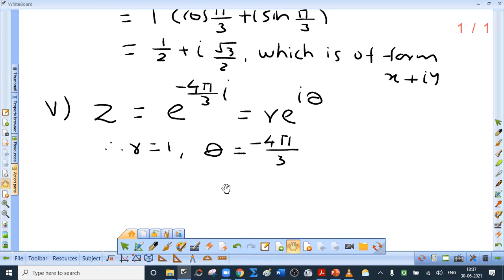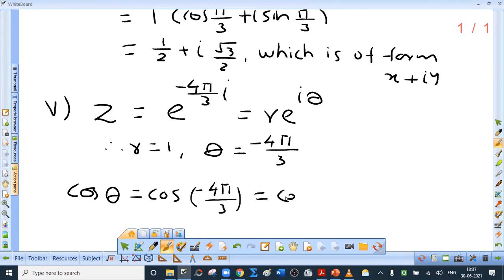Basically, can you tell me what is minus 4 pi upon 3? Yes, it is minus 240 degrees. See, angle measured in clockwise sense is negative. So just write down cos theta. We need cos theta, which is cos of minus 4 pi upon 3. Basically, cos of minus theta is cos theta. I think you have done this part in 10th standard. If not, we will be doing it in 11th standard.